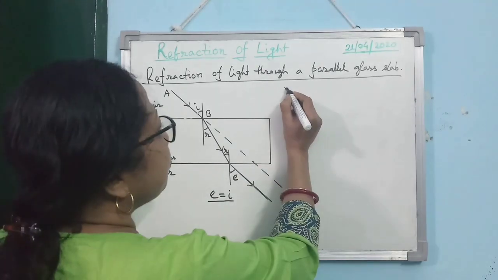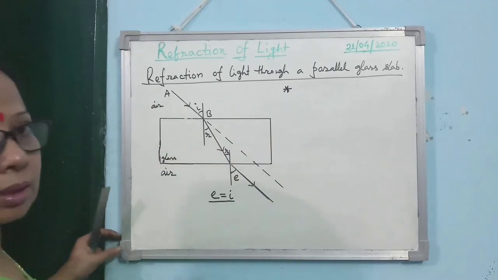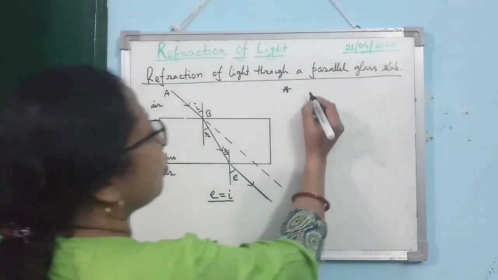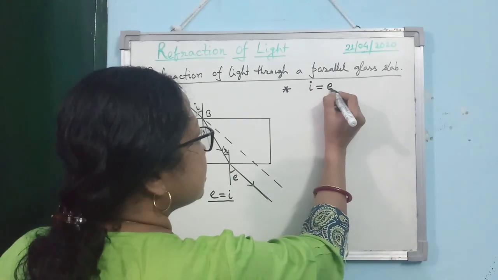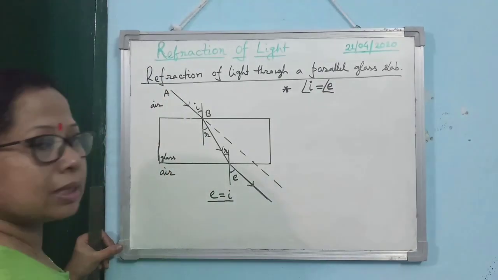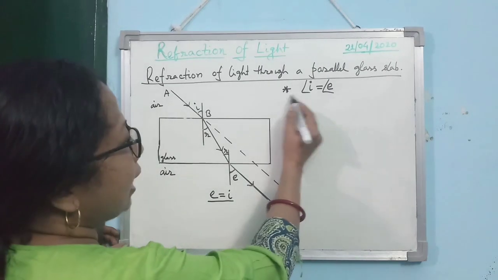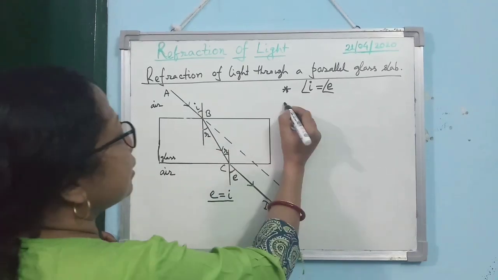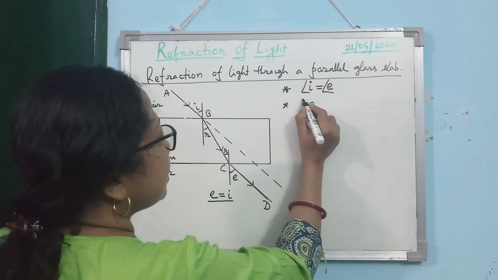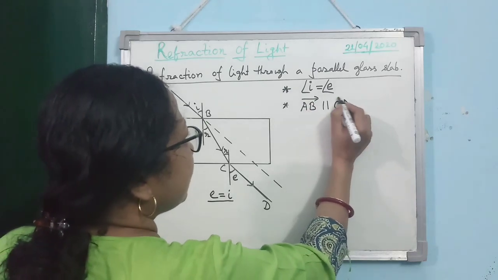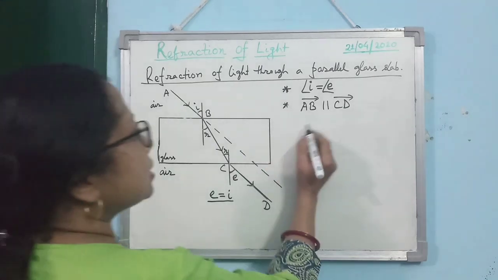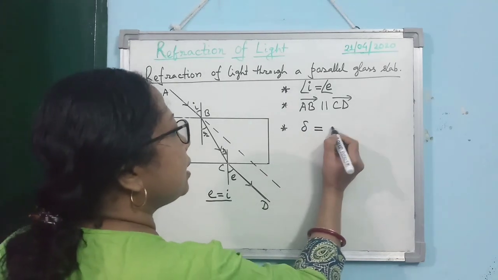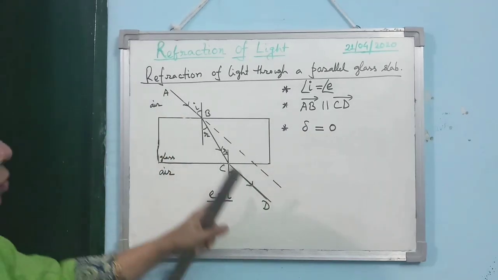Here are the important points to remember with this topic: when a light ray suffers refraction through a parallel glass slab, the angle of incidence is equal to the angle of emergence. E means emergence. And if I name the diagram, AB and CD, the incident ray and the emergent ray, are parallel to each other. As they are parallel, the angle of deviation is 0. Clear?